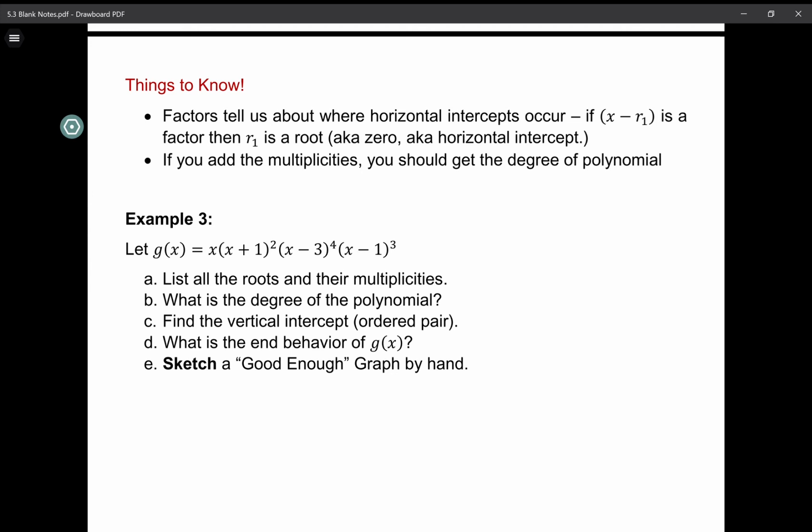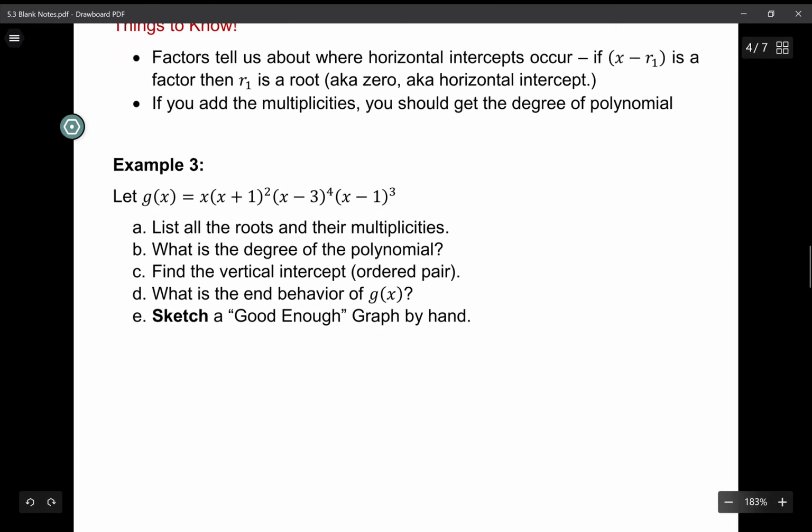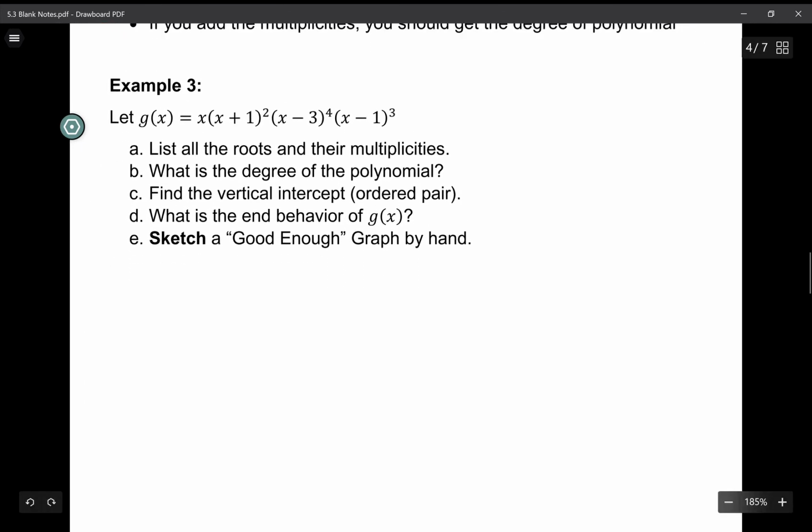So let's try a little bit more complicated polynomial this time. g of x equals x times x plus 1 squared times x minus 3 to the 4th times x minus 1 cubed. And let's go ahead and rewrite that right here. We're going to list all their roots and multiplicities, so we're going to rewrite them all as x minus something. So I'm going to write this as x minus 0. I know, tricky, right? And x minus negative 1 squared, x minus 3 to the 4th, x minus 1 cubed.